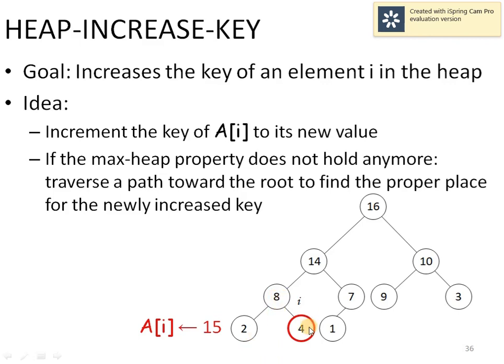So what we have to do after the replacement is check the value with its parent. Since 8 is less than 15, we will exchange 15 and 8. Now the 15 value will be compared with the new parent. So 15 and 14 will be compared. Since 14 is less than 15, again there is an exchange. Now 15 reaches this particular position. Now 15 will be compared with the new parent, that is 16. Is 15 greater than 16? No. So we will stop. So this is the concept behind the heap increase key function.